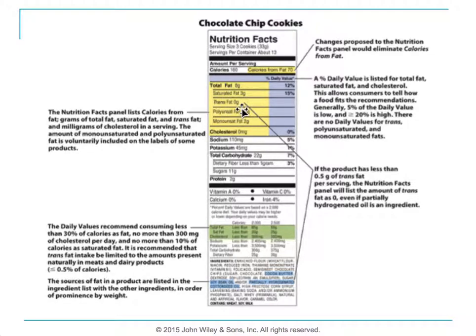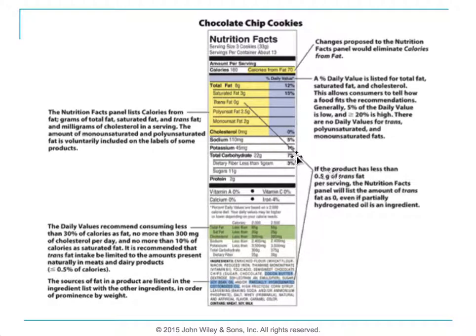Now, in this example, it says 0 trans fat, but yet down here in the ingredients, it says partially hydrogenated cottonseed oil. Well, according to law, if a product has less than 0.5 grams of trans fat per serving, the nutrition facts panel can list the amount of trans fat as 0, even if partially hydrogenated oil is an ingredient. So what does this mean? Well, you might eat these chocolate chip cookies thinking that you're not going to be consuming any trans fat, when in actuality there is a little bit. There's like a half a gram or less of trans fat in this product.